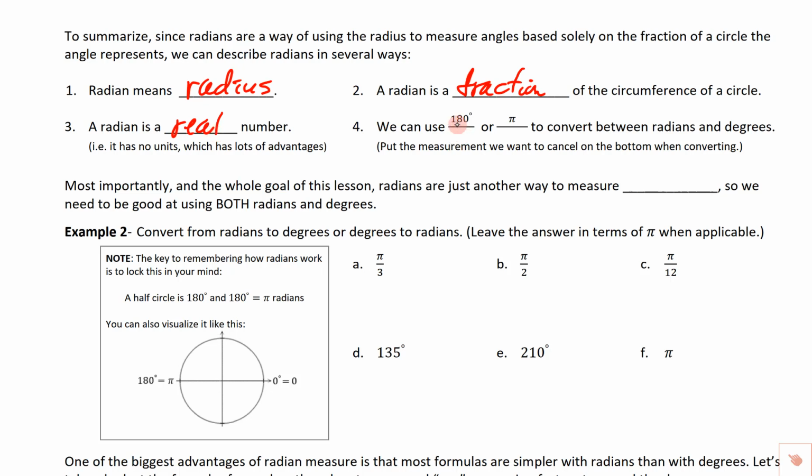Okay? And we can use 180 over pi or pi over 180 in order to convert between radians and degrees. And this little thing at the bottom right here, I'm going to put a star by it. Because remember, the way you figure out which one you're going to use is you want to say, well, I want to cancel this off. So if you want to cancel something off, you put it on the bottom because it would have already been on the top of the original one. Okay?